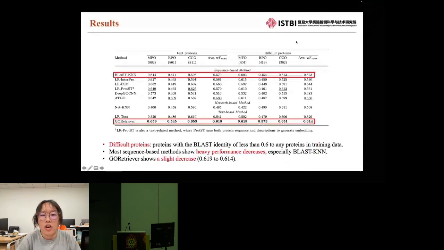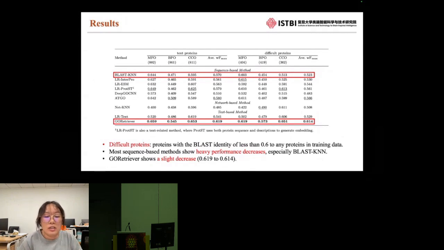And then we focus on difficult proteins, that is, proteins with a BLAST identity of less than 0.6 to any proteins in the training data. As you can see, most sequence-based methods show heavy performance decreases, especially BLAST KNN. However, our method GORetriever shows only a slight decrease, from 0.619 to 0.614.